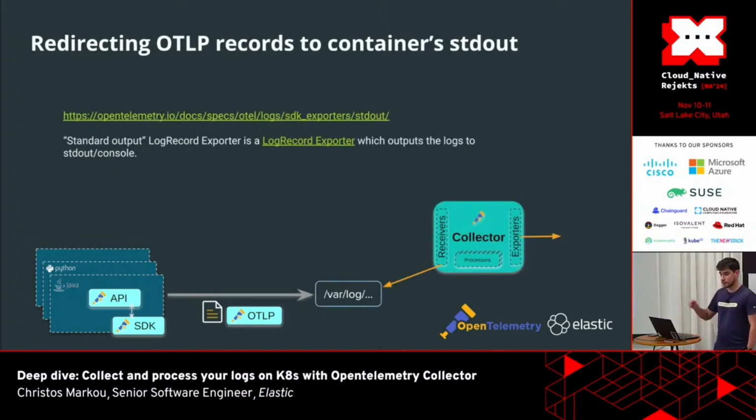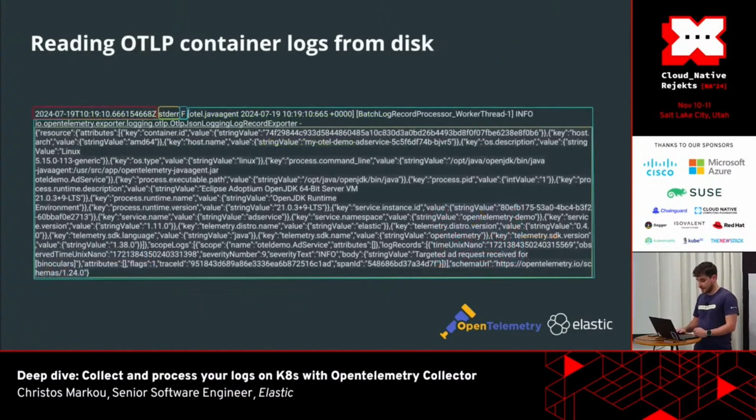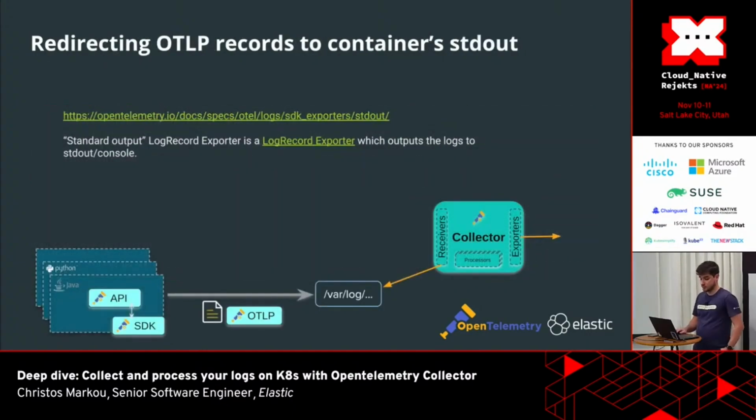So in that case, we can combine these two different solutions. We can configure our SDKs to use the standard output log exporter, which means that the OpenTelemetry records are serialized into JSON. We call it OTLP JSON. They are written down to the console, and then the container runtime writes them down to a file in the var log pods directory. Then if we have a collector with the file log receiver enabled, we can start collecting these log lines there.